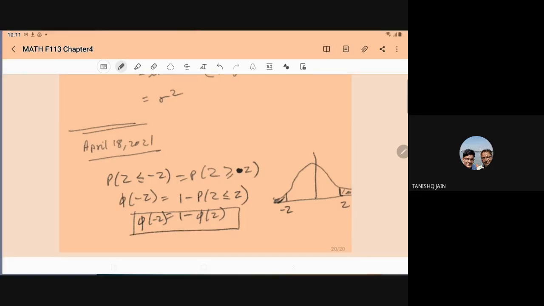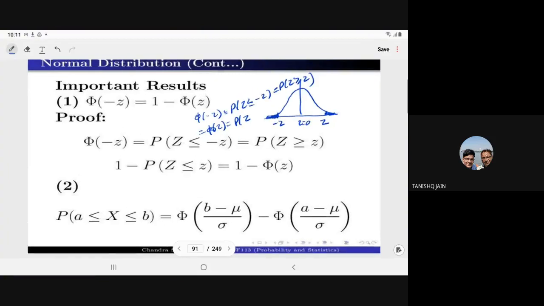Yes, sir, in that slide, the area in between is left.